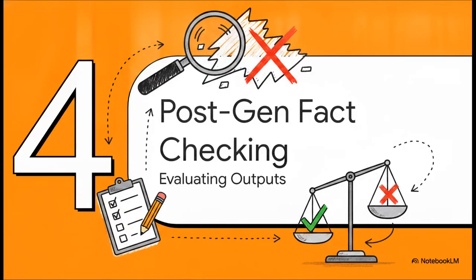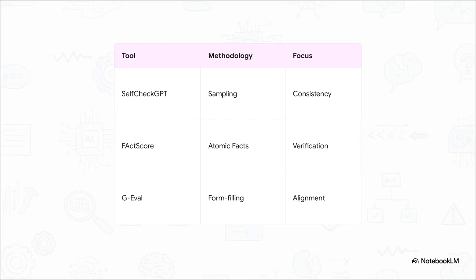Okay, moving to Section 4, Post-Generation Fact-Checking. This is our third checkpoint. The AI has generated the output, and now we need to grade it and verify what it actually produced. Engineers use a whole toolkit at this stage. First, SelfCheckGPT literally asks the model the same question multiple times. If the answers are consistent, it's likely factual. If they're all over the place, it's hallucinating.